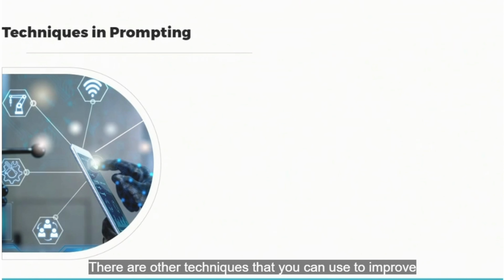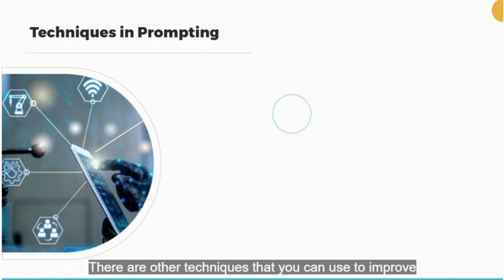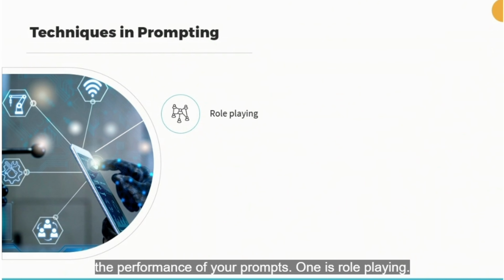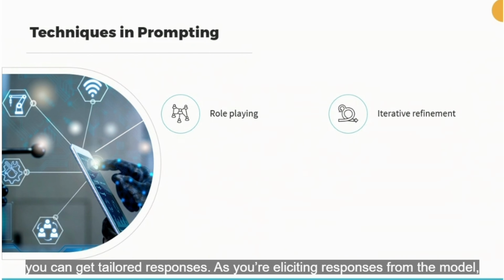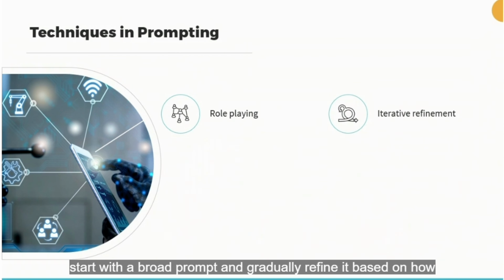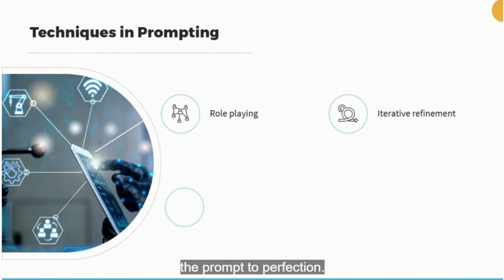There are other techniques that you can use to improve the performance of your prompts. One is role playing. By making the model act as a specific entity like a scientist or a math tutor, you can get tailored responses. As you're eliciting responses from the model, start with a broad prompt and gradually refine it based on how the model responds. This iterative process helps in honing the prompt to perfection.